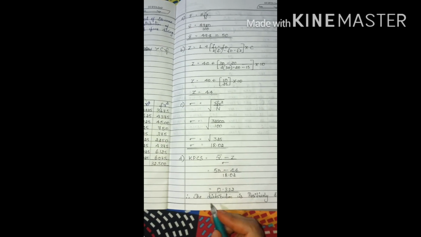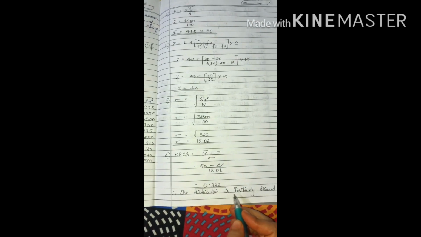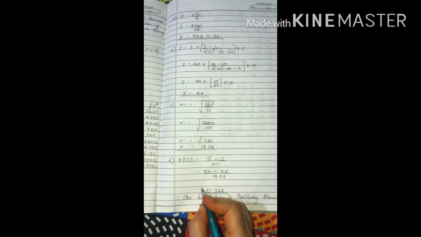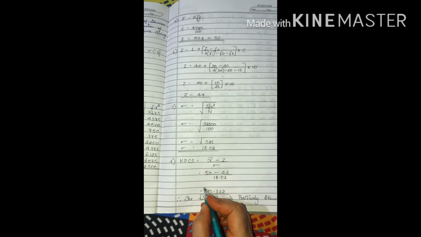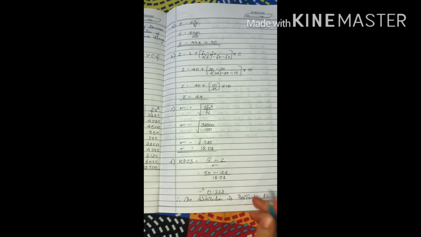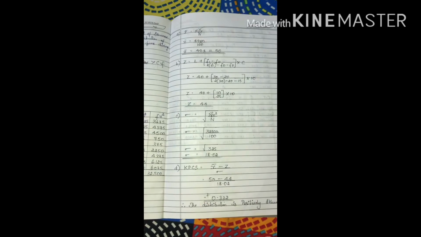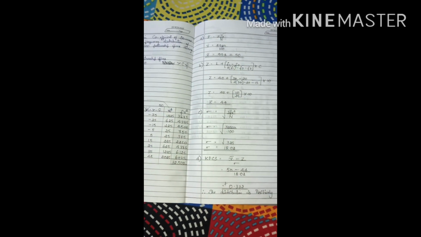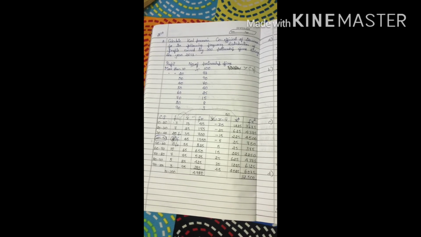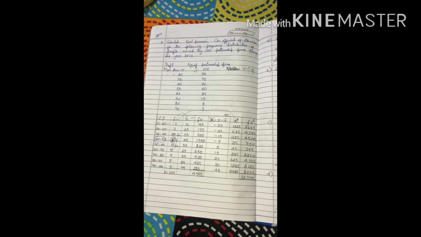0.332. So the given distribution is positively skewed because you've got a positive answer. You have not got any negative answer. It is positive. So you are writing the distribution is positively skewed. This is all with the problem under skewness. Only these kinds of questions will be asked. It is a continuous series definitely.